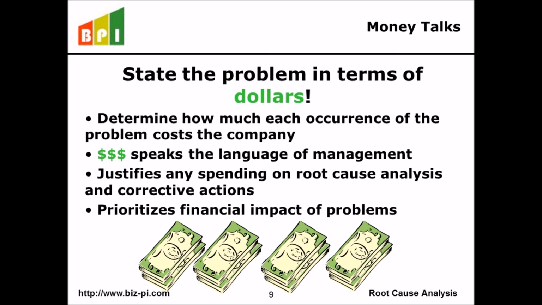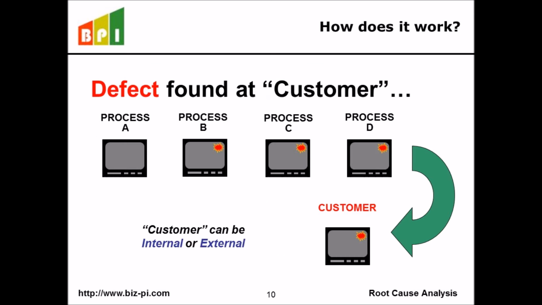If the problem is not stated in terms of money, you will have a harder time convincing management that it is worth fixing. It will also help you prioritize problems that have the biggest impact financially. Typically, we go after the most frequent problems, and we may be missing those infrequent problems that really hurt the company financially. Here's a basic example of how to attack a problem with the problem-solving process.